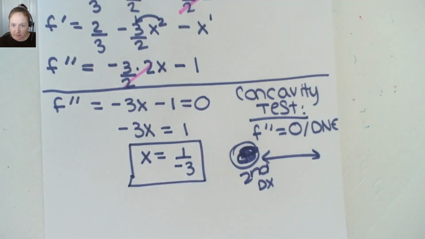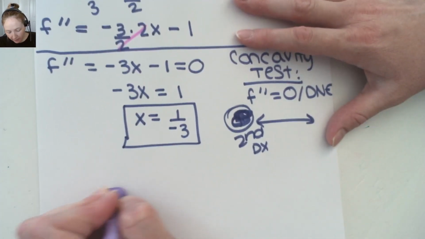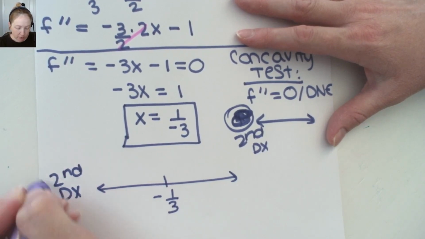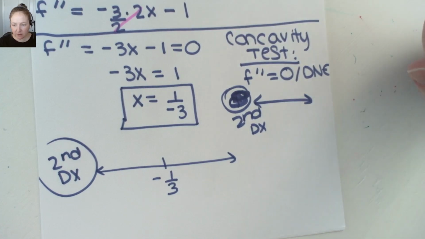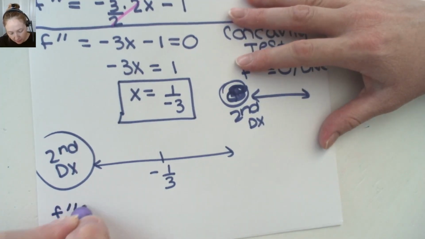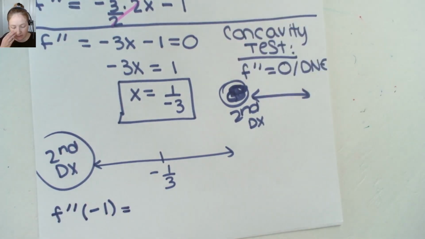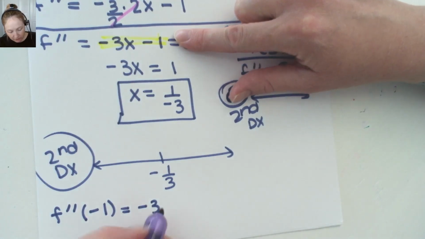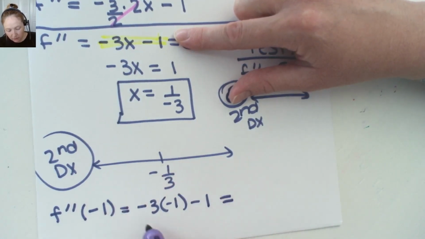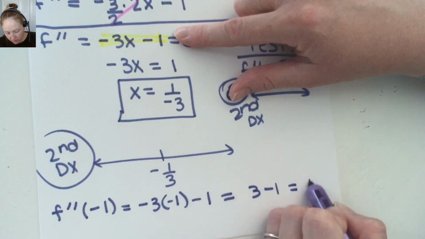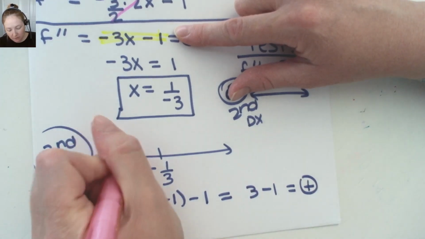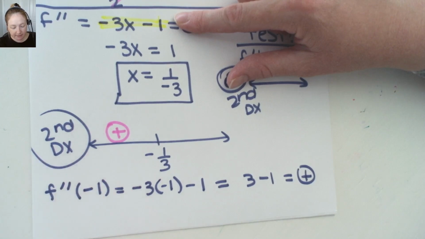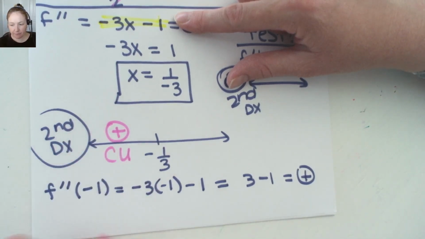And that is our possible inflection point. We put that possible inflection point down on the number line. We're going to plug into the second derivative. Again, all of our work is done exclusively with the second derivative. So I'm going to plug in a number to the left of negative 1/3. So maybe I plug in negative 1 into that second derivative. That gives us negative 3 times negative 1 minus 1, so positive 3 minus 1, which gives us a positive. So that first interval is going to be positive. Now, that positive, because it's the second derivative, tells us it's concave up.